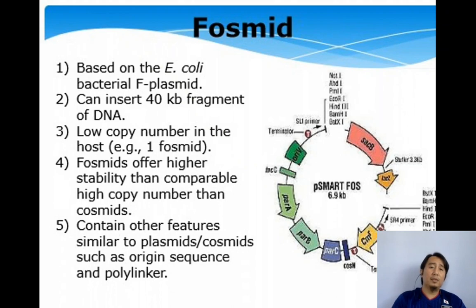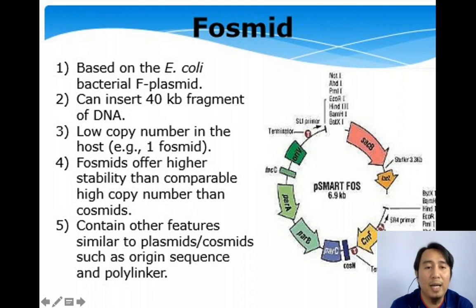Okay, fosmid is based on the E. coli bacteria F plasmid. So that's why we call it fosmid. Can be inserted up to 40 kilobase pair fragments of DNA. But the problem is, fosmid ni low copy number. So macam saya cakap tadi, low copy number ni, it's difficult for them to be amplified. So bila dia masuk dalam bacteria tu, the amplification of the plasmid is not enhanced. So dia lambat lah sikit. Tapi kalau high copy number ni sekejap je dia akan amplify, prepare untuk you buat banyak.